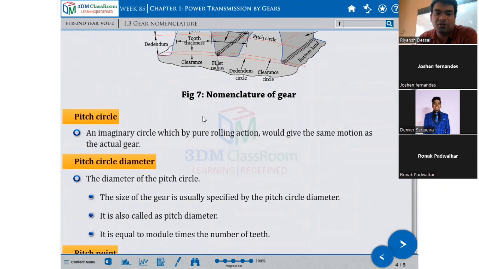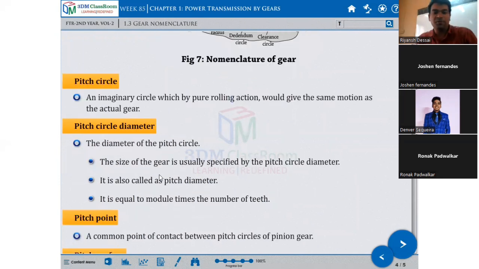What is the pitch circle? It is an imaginary circle which by pure rolling action will give the same motion as the actual gears. That is called the pitch circle. Next is the pitch circle diameter. We have a pitch circle diameter also. The diameter of the pitch circle. The size of the gear is usually specified by the pitch circle diameter.